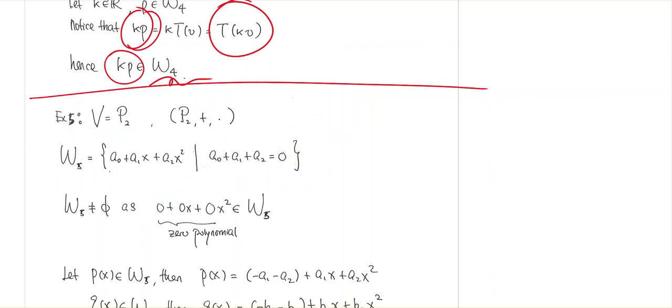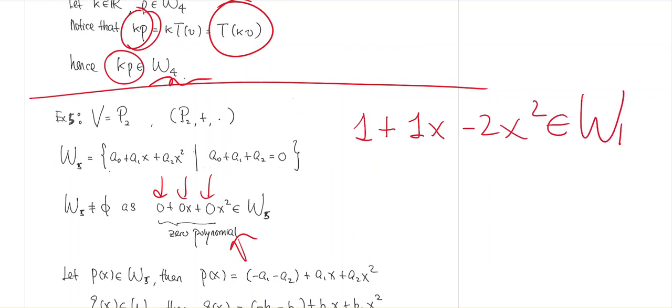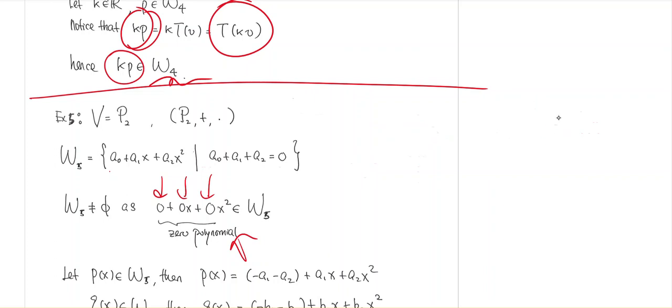Do we know any elements that are in W5? Yes, we know the zero polynomial is in it, because, as you can see, all these entries add up to 0. That's a trivial one. We can find something else also. We can have 1 plus 1x minus 2x squared. This is also in W5 because A0, A1 and A2 add up to 0. So on and so forth. There are infinitely many elements like that in W5, so you know how W5 looks.